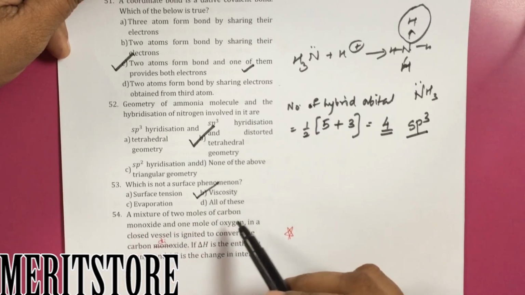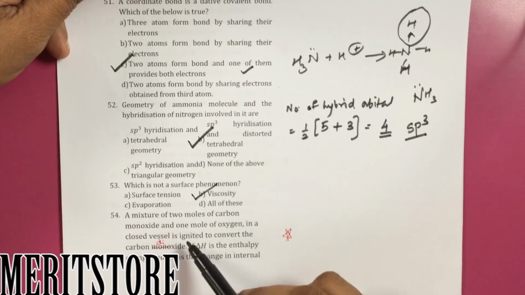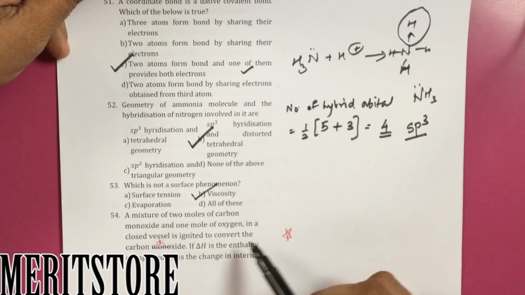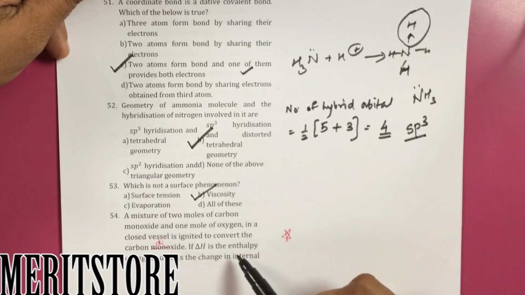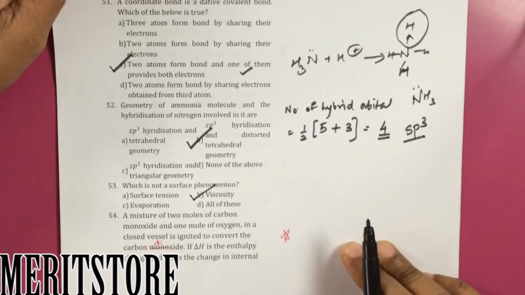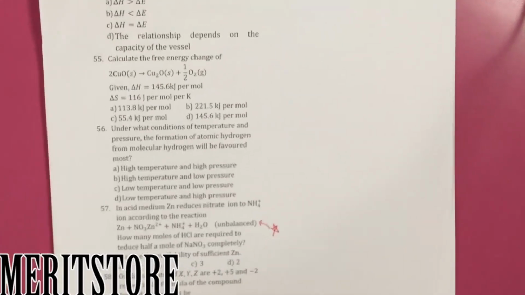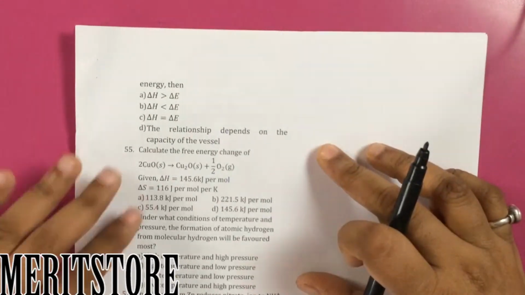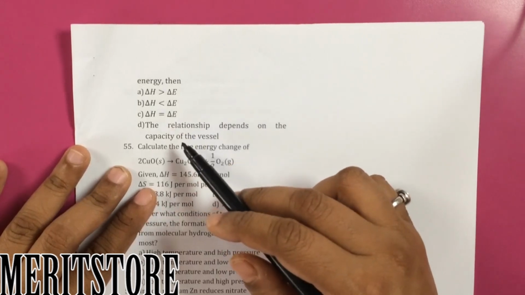A mixture of 2 moles of carbon monoxide and 1 mole of oxygen reacts in the closed vessel, is ignited to convert carbon monoxide into carbon dioxide. If delta H is the enthalpy change and delta E is the change in the internal energy, then we need to find out what is the relationship between the delta H and delta E?